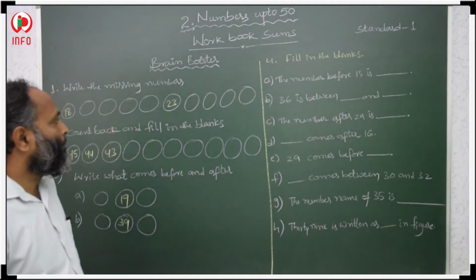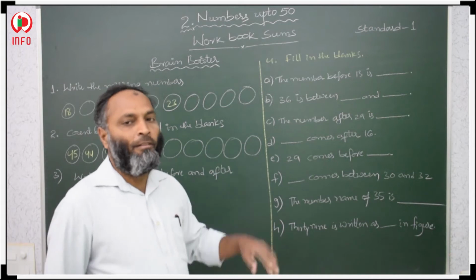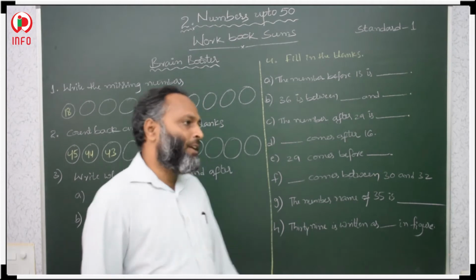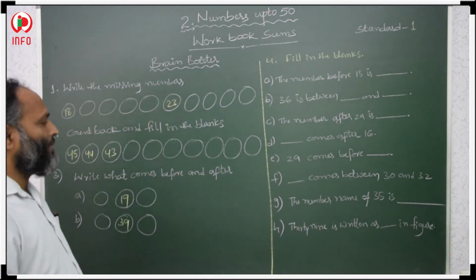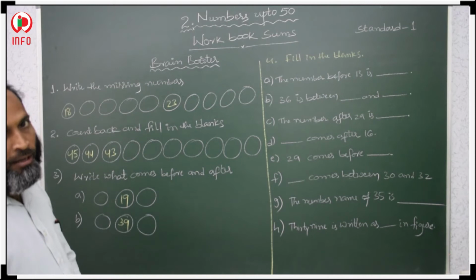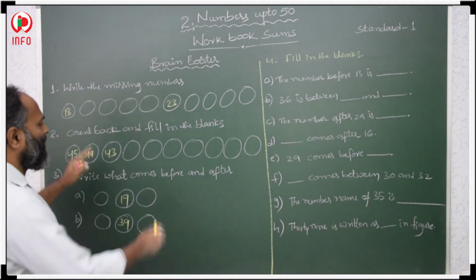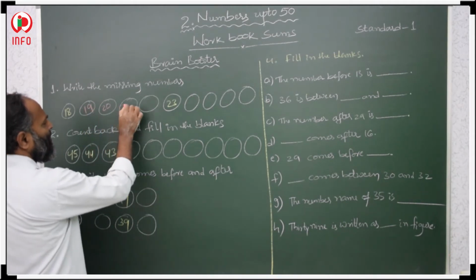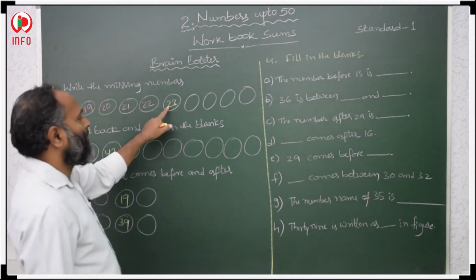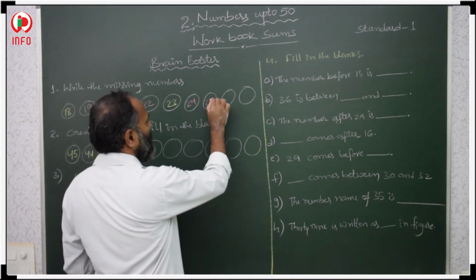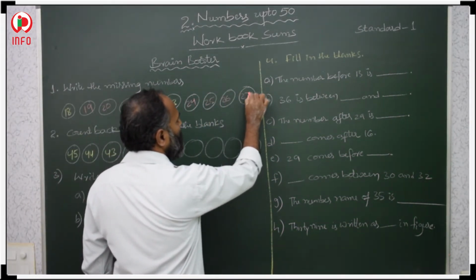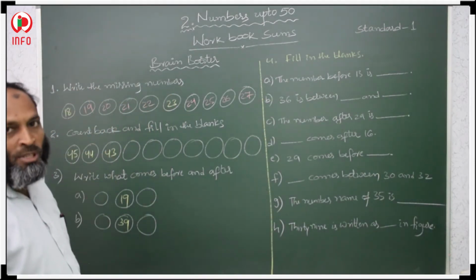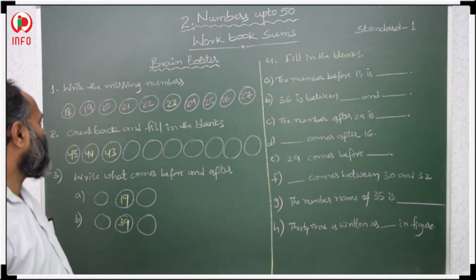Now, brain booster. Whatever sums we did previously in our workbook, again we recapitulate those sums. Write the missing numbers. We did this at the very beginning. 18, after 18, 19 will come. Then 20, 21, 22, 23, 24, 25, 26, 27. These are the numbers. Missing numbers we have to fill like this. Okay. Count back.